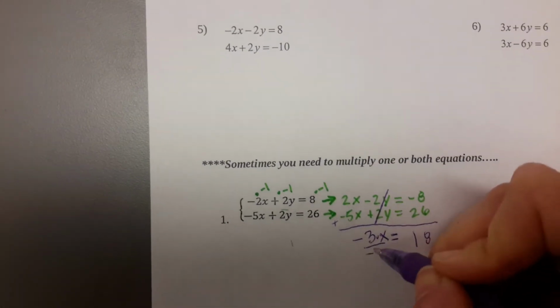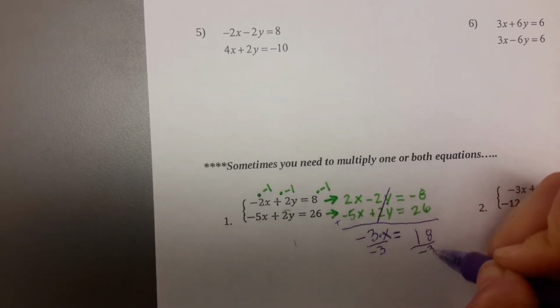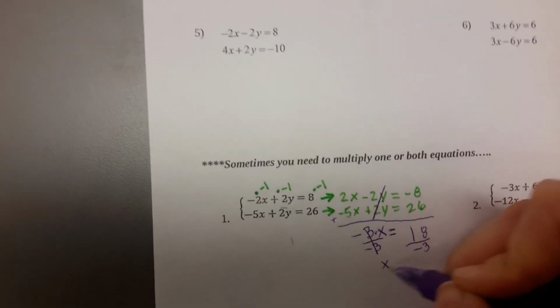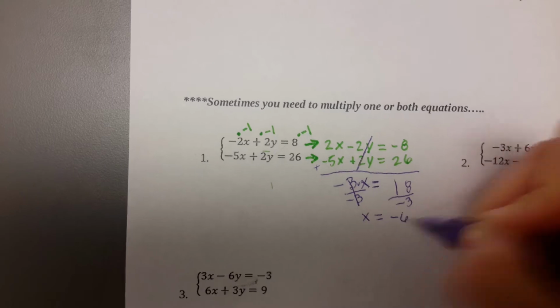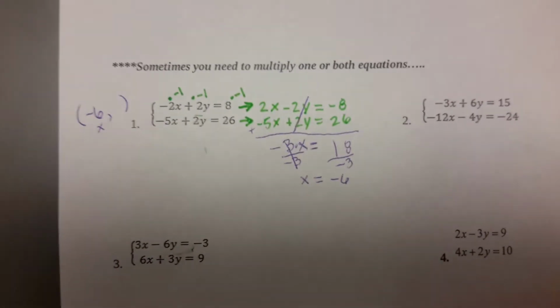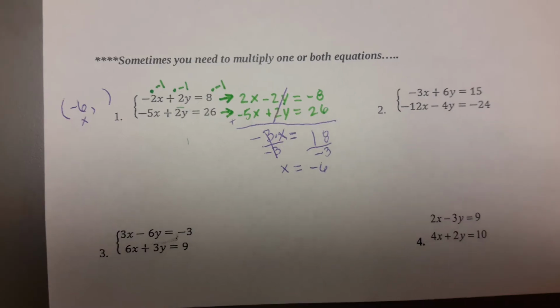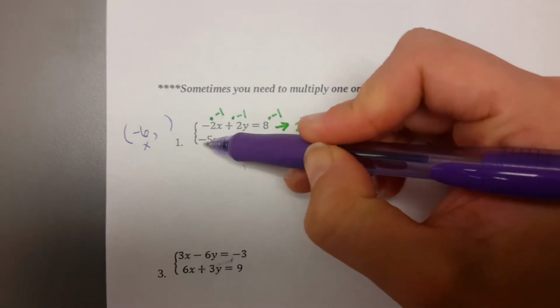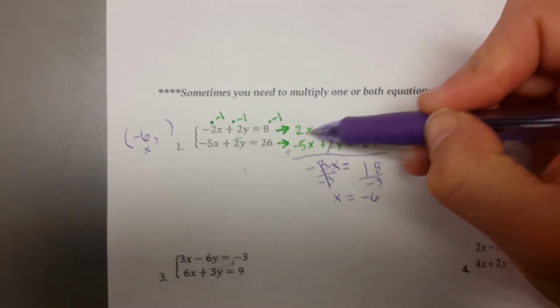This means multiply, the inverse is to divide. 18 divided by negative 3 is a negative 6. So my solution for the x is negative 6. Now I just got to go find my y. Now the part about this is you can use any equation. This original equation, or this equation that we changed.